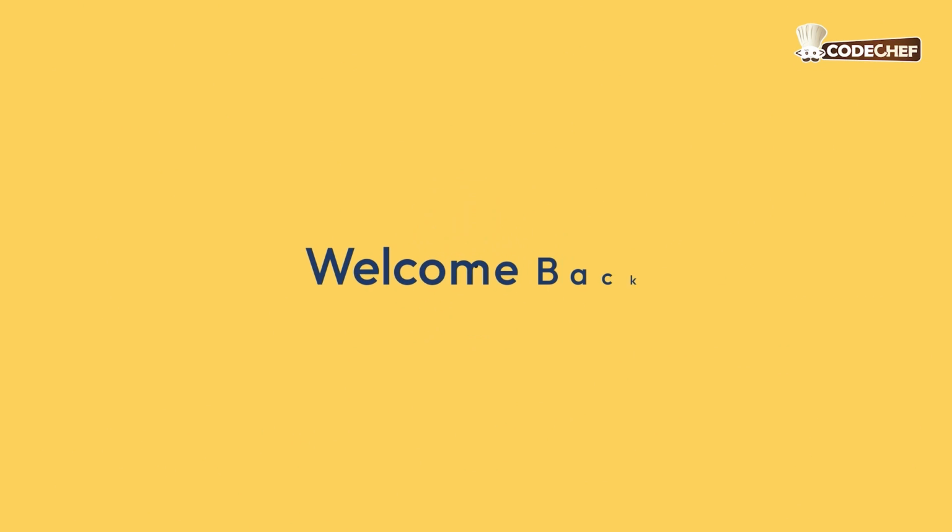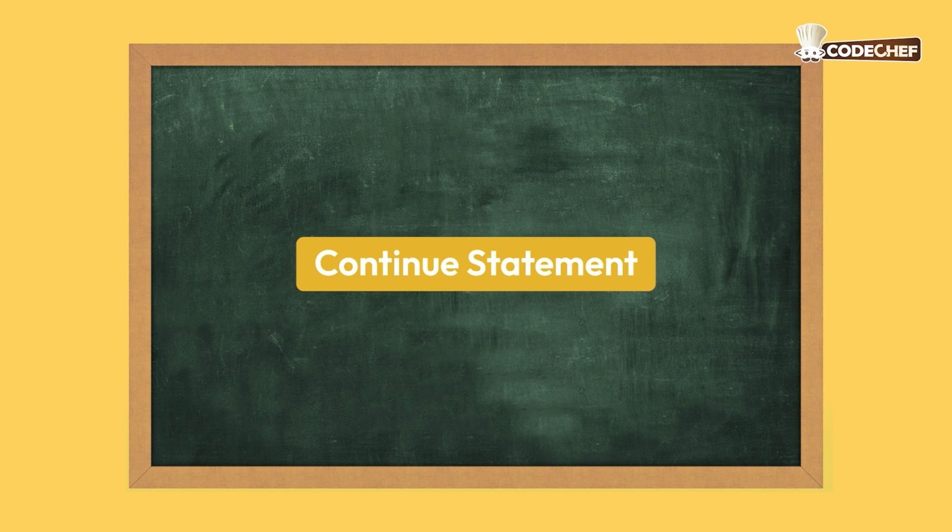Hey, welcome back. We saw how a break statement works. Let's understand what happens when you use a continue statement in a loop. Continue is used to skip the current iteration process and move to the next iteration.